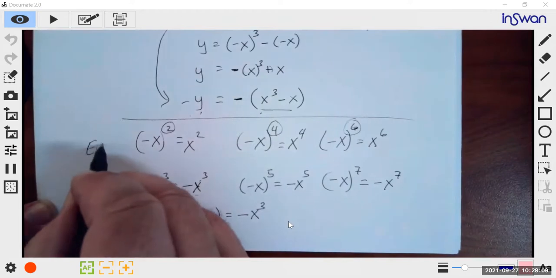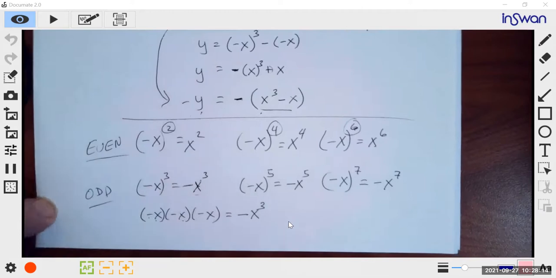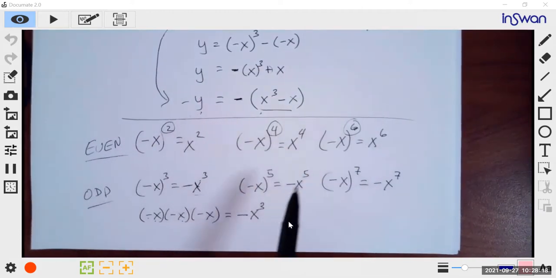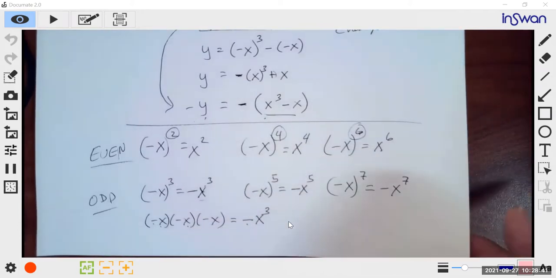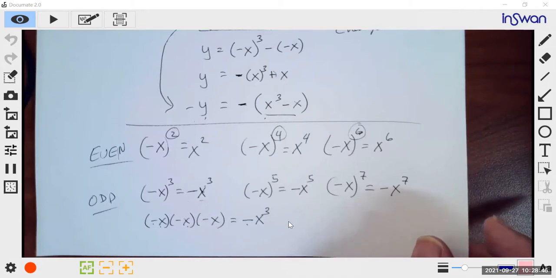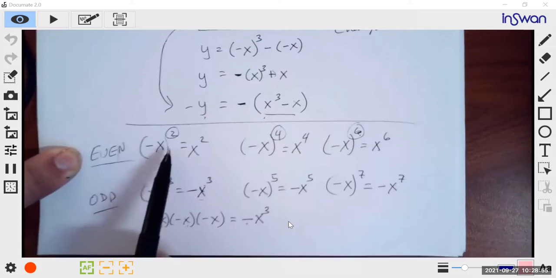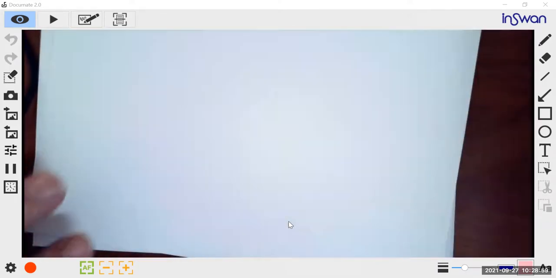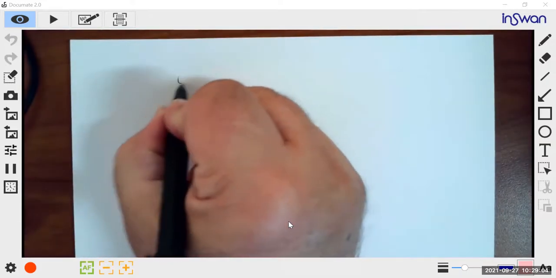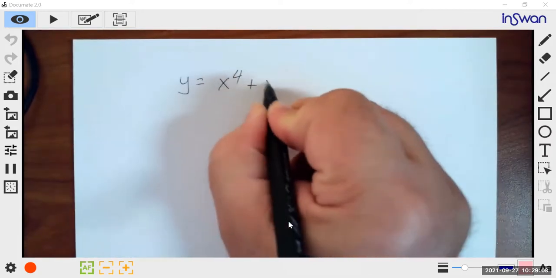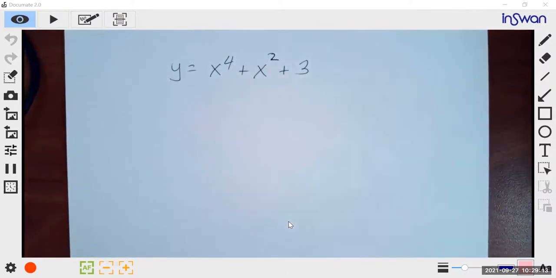Okay, so if you have only even exponents, then you have an even function. If you have only odd exponents, then you have an odd function. It changes it from positive to negative. But the question comes, what about constant numbers? Again, if you have only even exponents. If this was one big problem, let me first talk about the constant. Is this function odd or even?